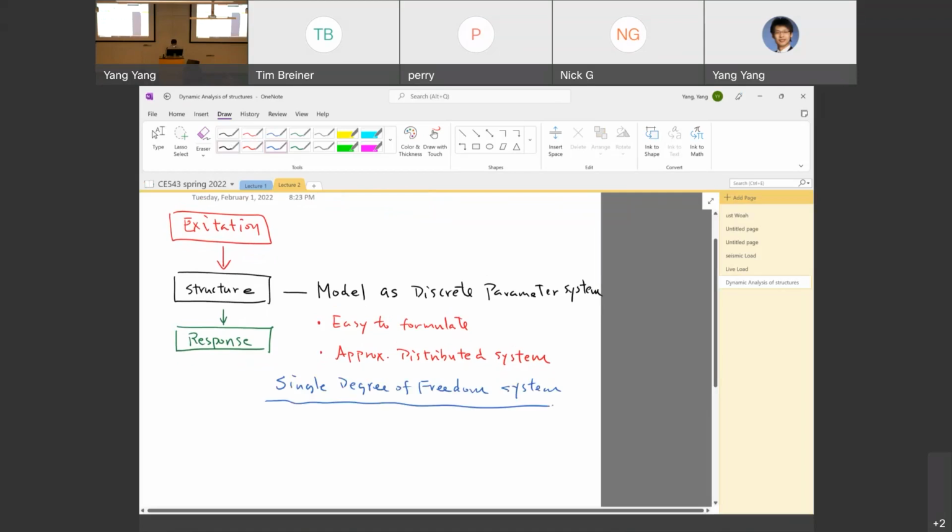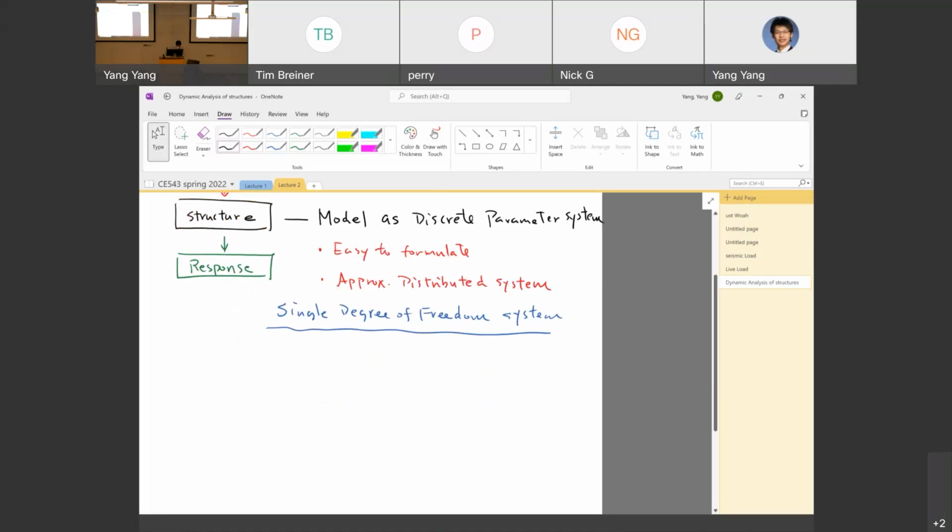Firstly, in this case, if we have a water tank, that water tank is supported by a single column here.